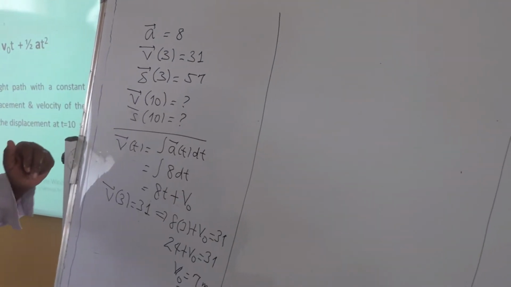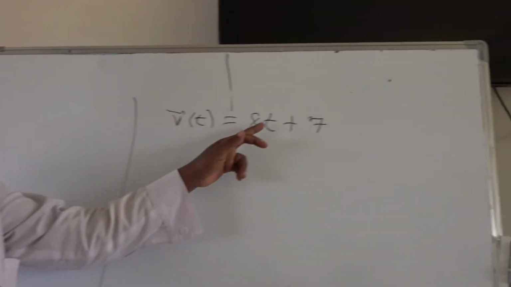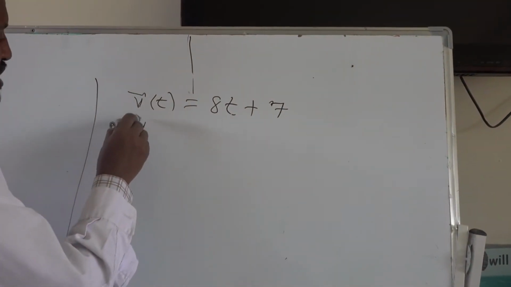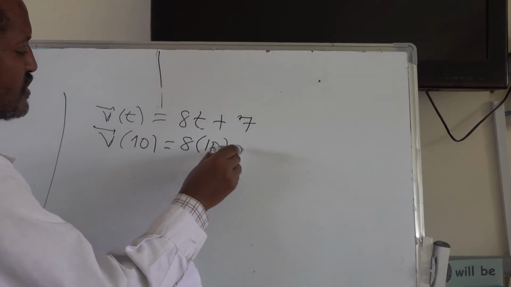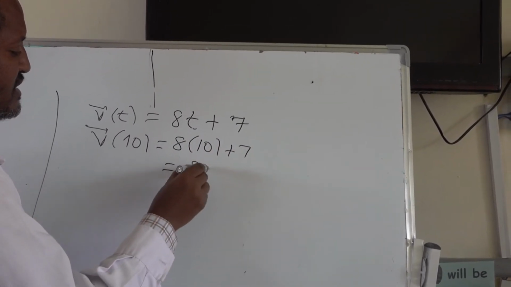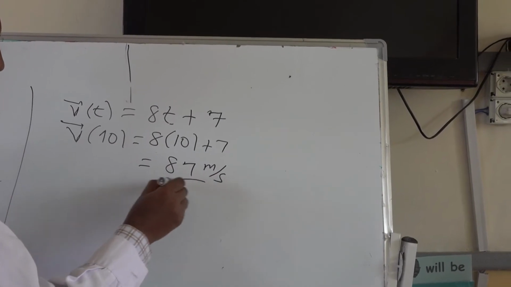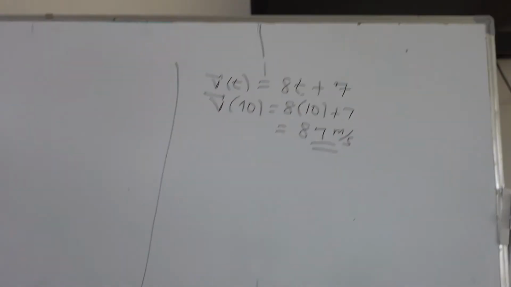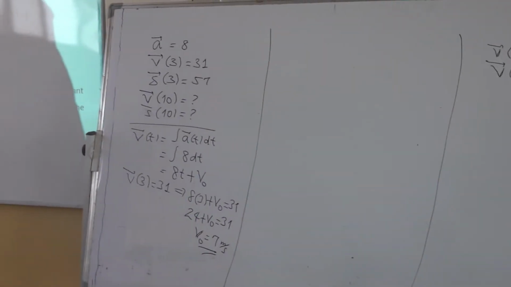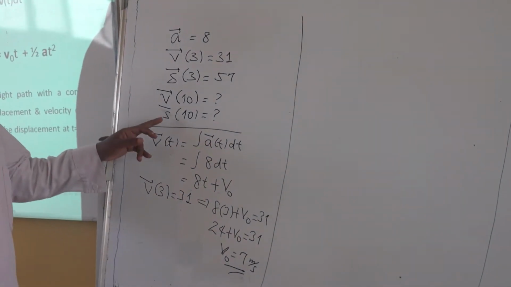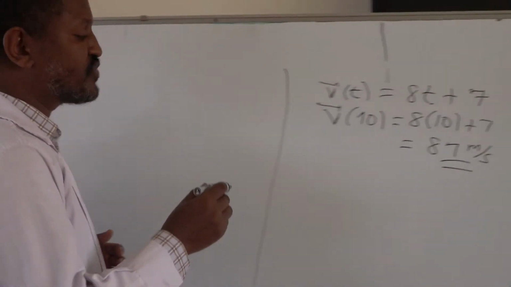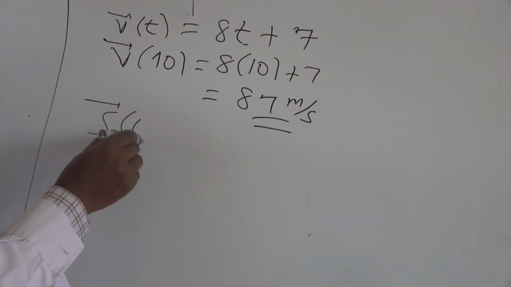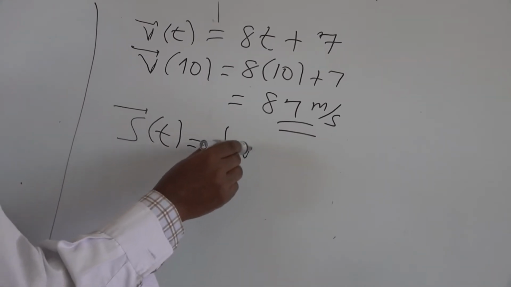And what we are asked is to calculate the velocity at t equals 10 seconds. So it is a matter of substituting 10 in place of t here. So velocity at t equals 10 seconds will be 8 times 10 plus 7, that is 87 meter per second. Therefore, at time t equals 10 seconds, the velocity of that moving object will be 87 meter per second. And the second question is to calculate displacement at t equals 10 seconds. First, let us try to find the displacement function. The displacement function is nothing but the integral of the velocity function.